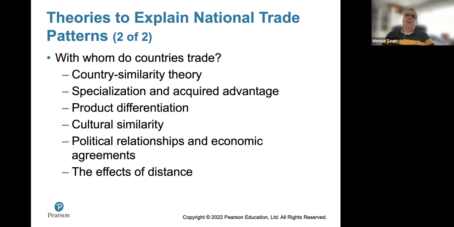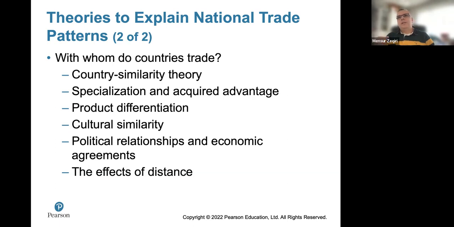So when we talk about country similarity theory, we have the specialization and acquired advantage in these cases. We talked about acquired advantage earlier. If they would like to export, these companies must provide consumers abroad with an advantage over what they could buy from their domestic producers. So you have to provide something extra, an advantage that they cannot get by buying, let's say, a product domestically. That's why they would turn to a product that is available internationally.